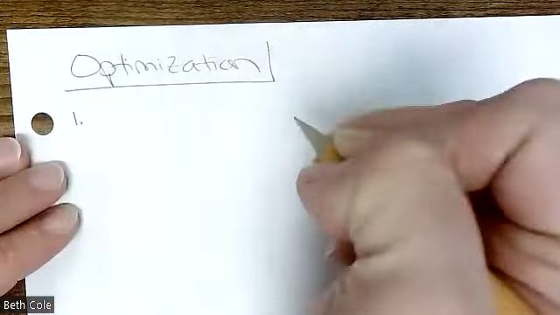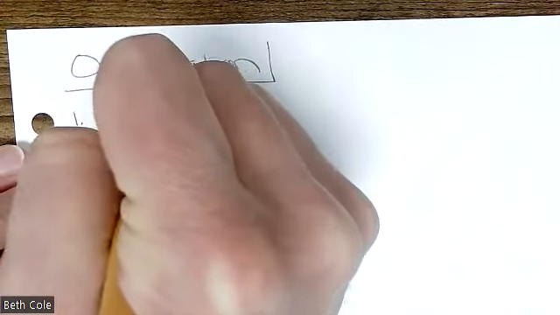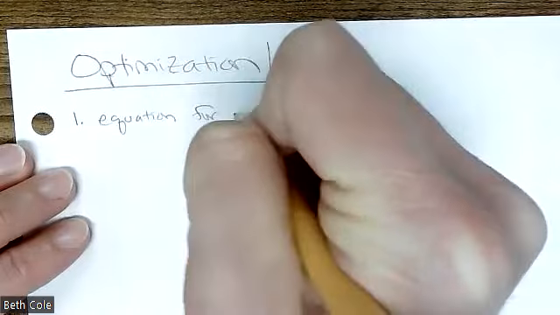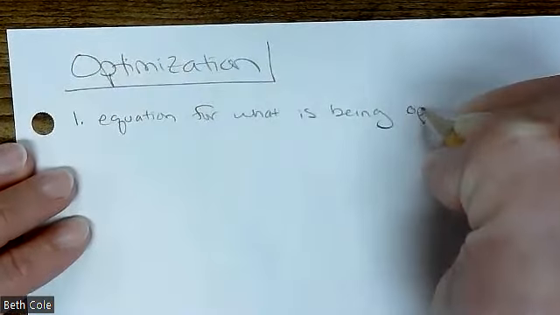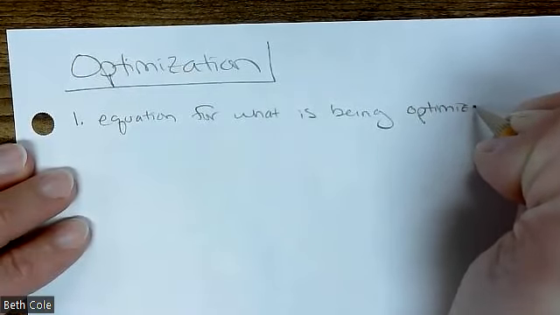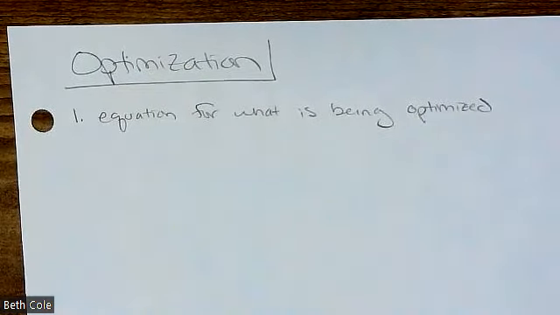So step one, you're going to get an equation for what is being optimized. So if they say to maximize area, you need an equation for area. If they say to minimize cost, you need an equation for cost. Optimized means max or min. So whatever they say to maximize or minimize, you need an equation for that thing. With me so far? Okay.